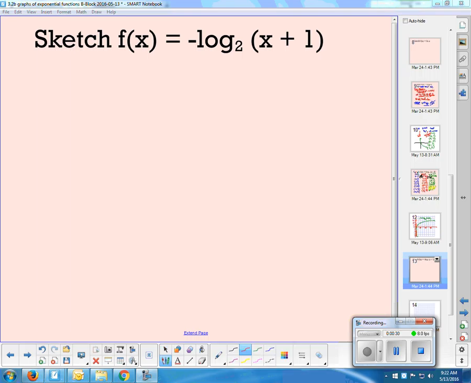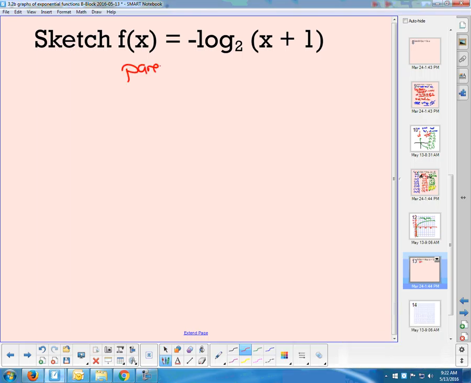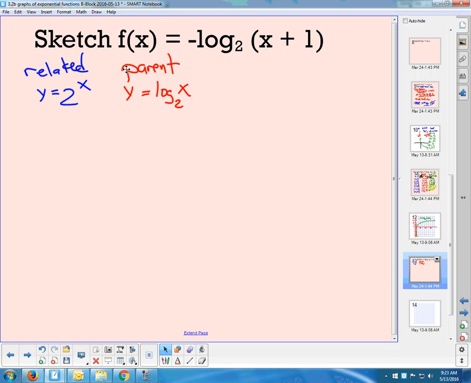So if I want to identify the basic parent function of this, we would have y equals logarithm base 2 of x. That would be, if I peel away the transformations, the negative out in front and the plus 1 within the parentheses, I end up with y equals logarithm base 2 of x. Its related exponential function, or its inverse, would be y equals 2 to the x. And I do this because a lot of people have an easier time thinking about the algebraic rules of powers of 2 as opposed to logarithms, and it can be a good starting point.